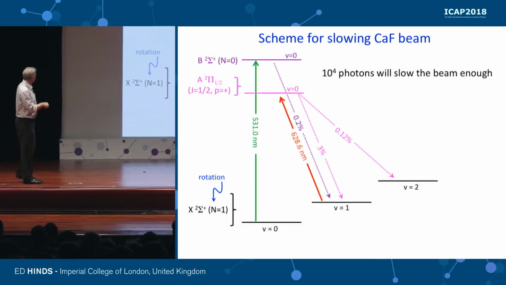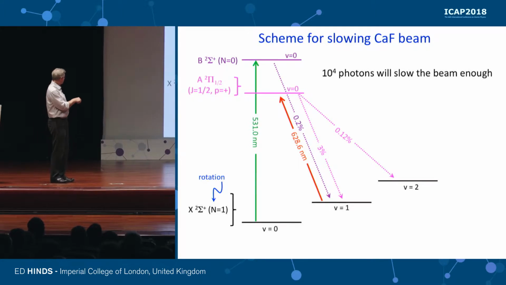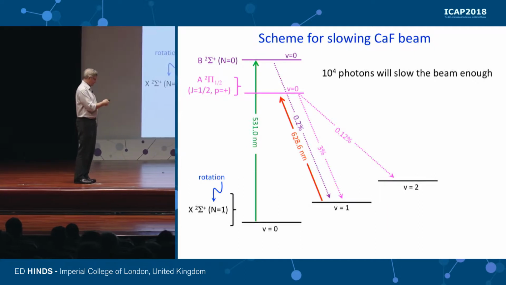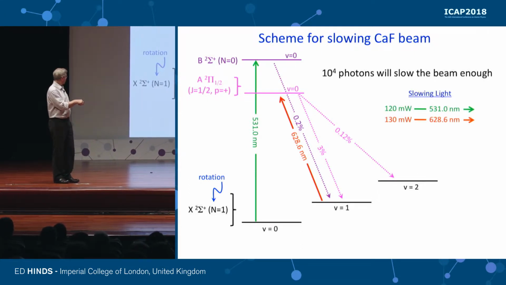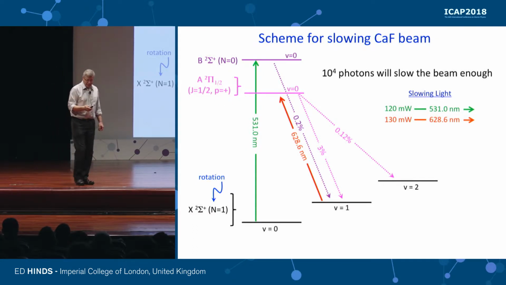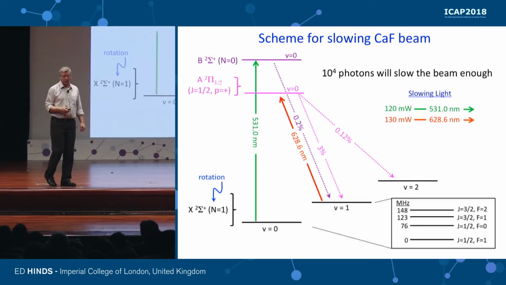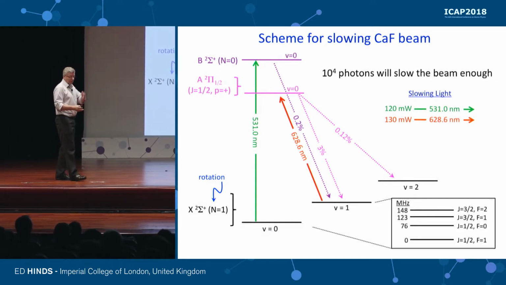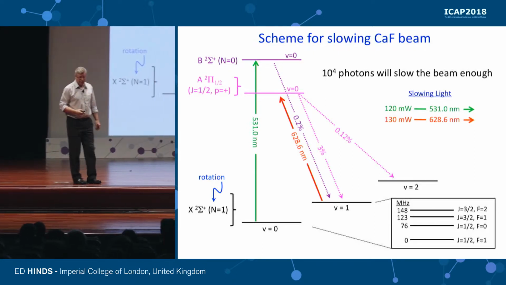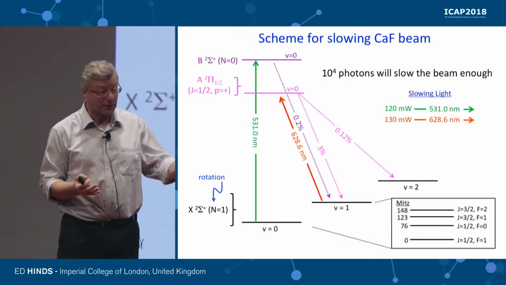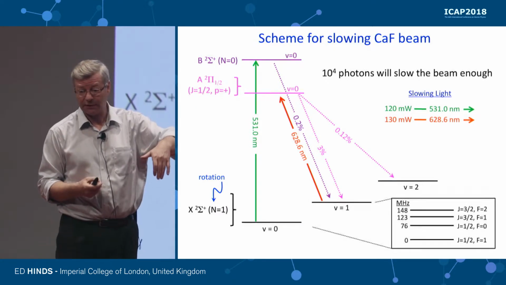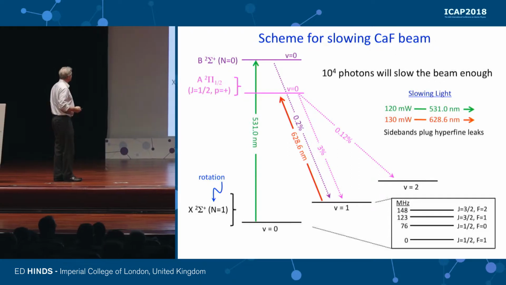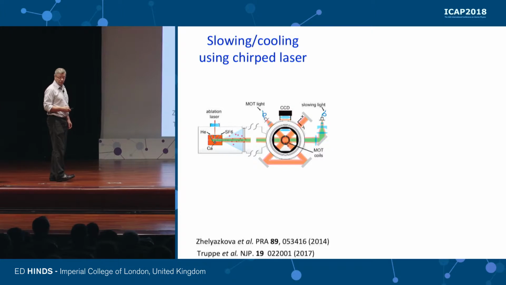So we need a repumper because it will surely drop into v=1, and we need to push it back again. So 2 lasers are required to scatter 10^4 photons from the beam. And here are their wavelengths and their powers. Irritatingly, the molecule has hyperfine structure. So there are 4 levels in each of these vibrational states. So one needs some sidebands on the light to make sure that we excite all the hyperfine levels. Otherwise, we just optically pump into one of them. So that's the scheme for slowing the beam, and it works really well.